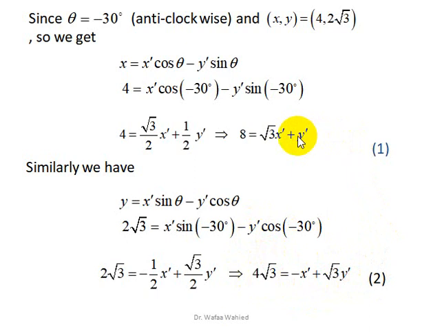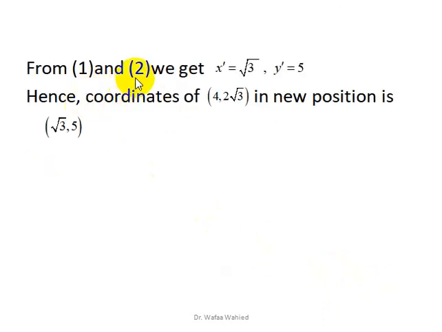If we solve equation 1 and equation 2, we will get the values of x dash and y dash. From 1 and 2, we get x dash equal to square root of 3 and y dash equal to 5. Hence, the coordinates of the point (4, 2 square root of 3) in the new position are (square root of 3, 5). The first point is the old coordinates of the point B, but this point is the new coordinates of the point B.